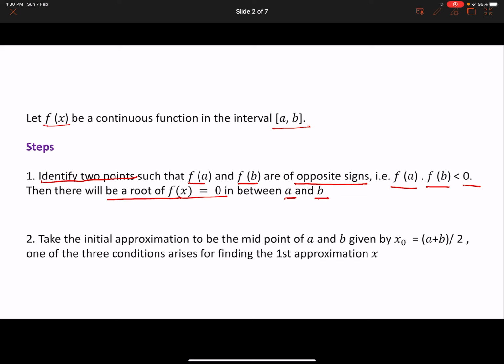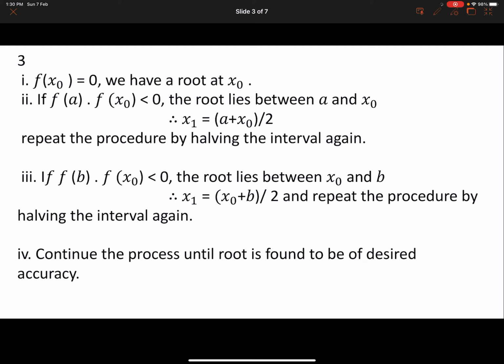The next step is to take the initial approximation. And what is the initial approximation? It is the midpoint of a and b. And how do we write the midpoint? It is x0, which is equal to (a + b) by 2. So if we take this, there are 3 conditions which arise in the very first approximation.